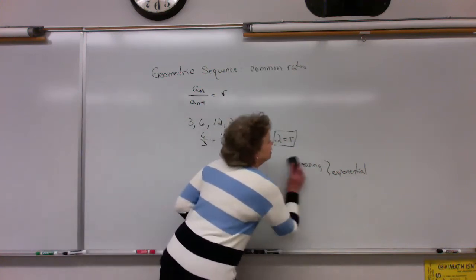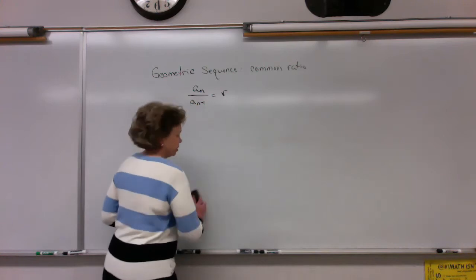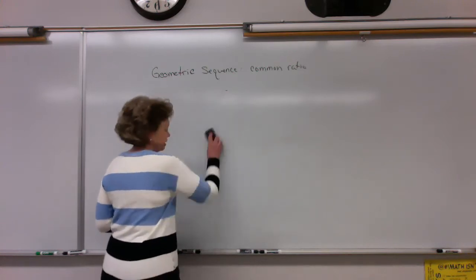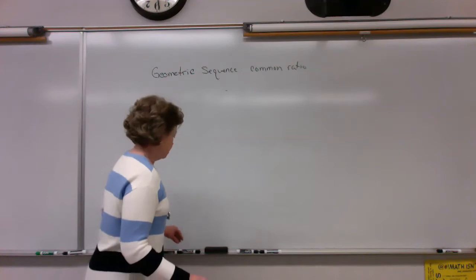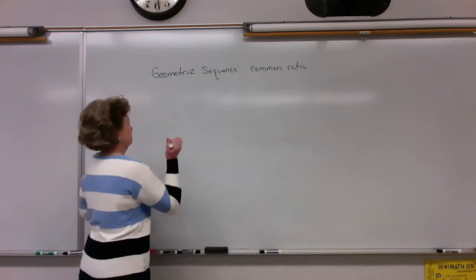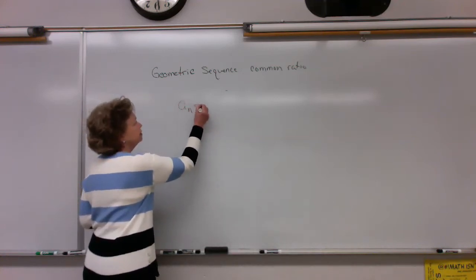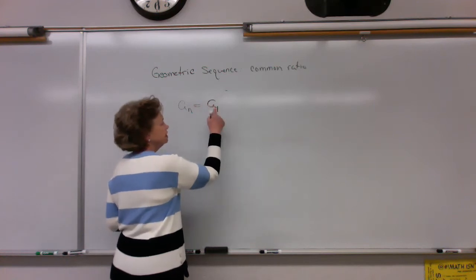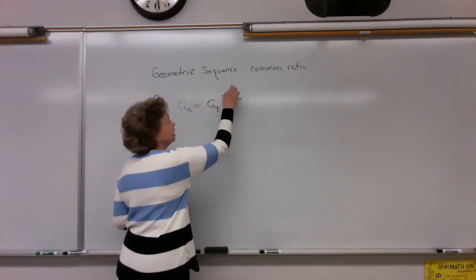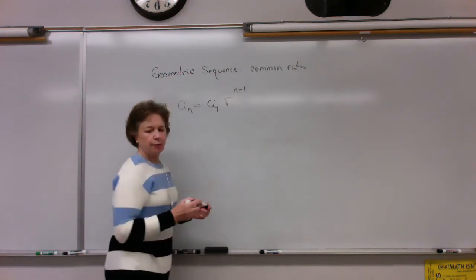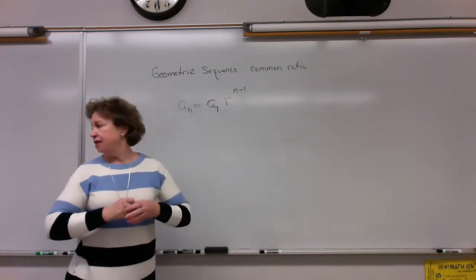If we want to write a rule for the common term for a geometric sequence, that rule looks like a sub n equals a sub 1, so the first term, times that common ratio, which has been applied n minus 1 times.